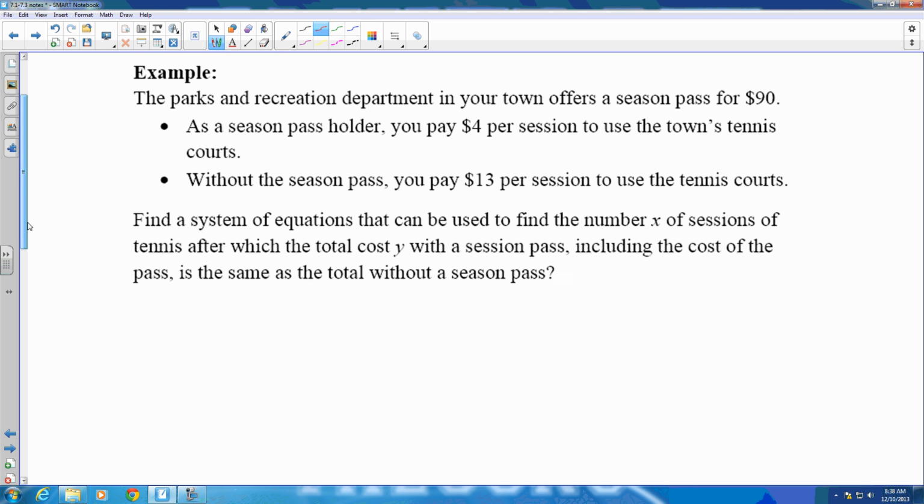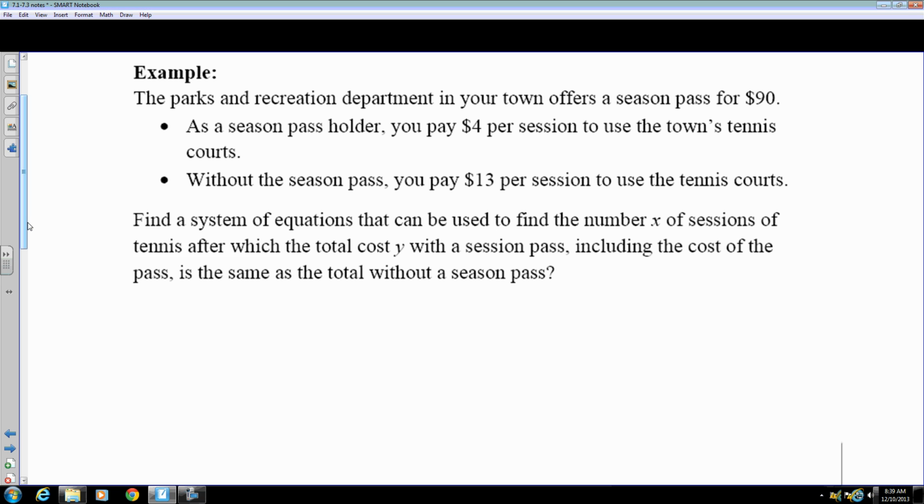Okay, now we have our word problems. The Parks and Rec department in your town offers a season pass for $90. If you're a season pass holder, you pay $4 per session to use the town's tennis courts, but without the season pass, you pay $13 per session. Find a system of equations that can be used to find the number x of sessions of tennis after which the total cost y, including the cost of the pass, is the same as the total without a season pass.